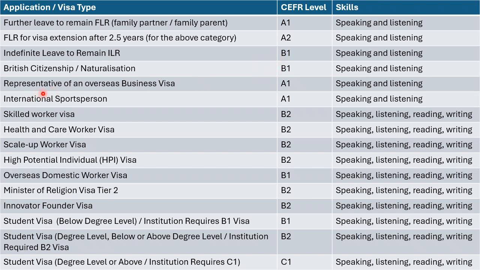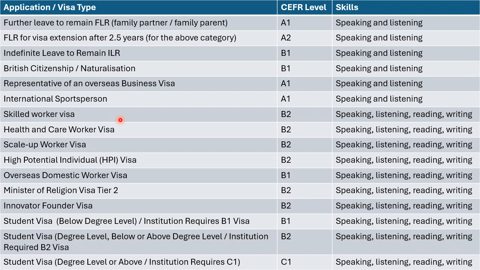Now, if you're applying for a representative of an overseas business visa, you will do A1, and that is speaking and listening. If you are an international sportsperson, for example a very good cricketer or a very good football player, and you have come to the UK to play or compete in sports, you will need A1, and that is speaking and listening. Okay, now from here onwards things have changed. And you can see that most of them are work visas.